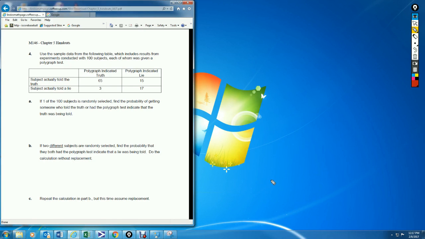Hey guys, welcome back. I am going to try and finish up the Chapter 5 handouts. I'm starting on page, I think it's page 29. This last problem that we were doing yesterday that we did not have time to finish. So number 4, using the sample data from this table, which has a total of 100 people.